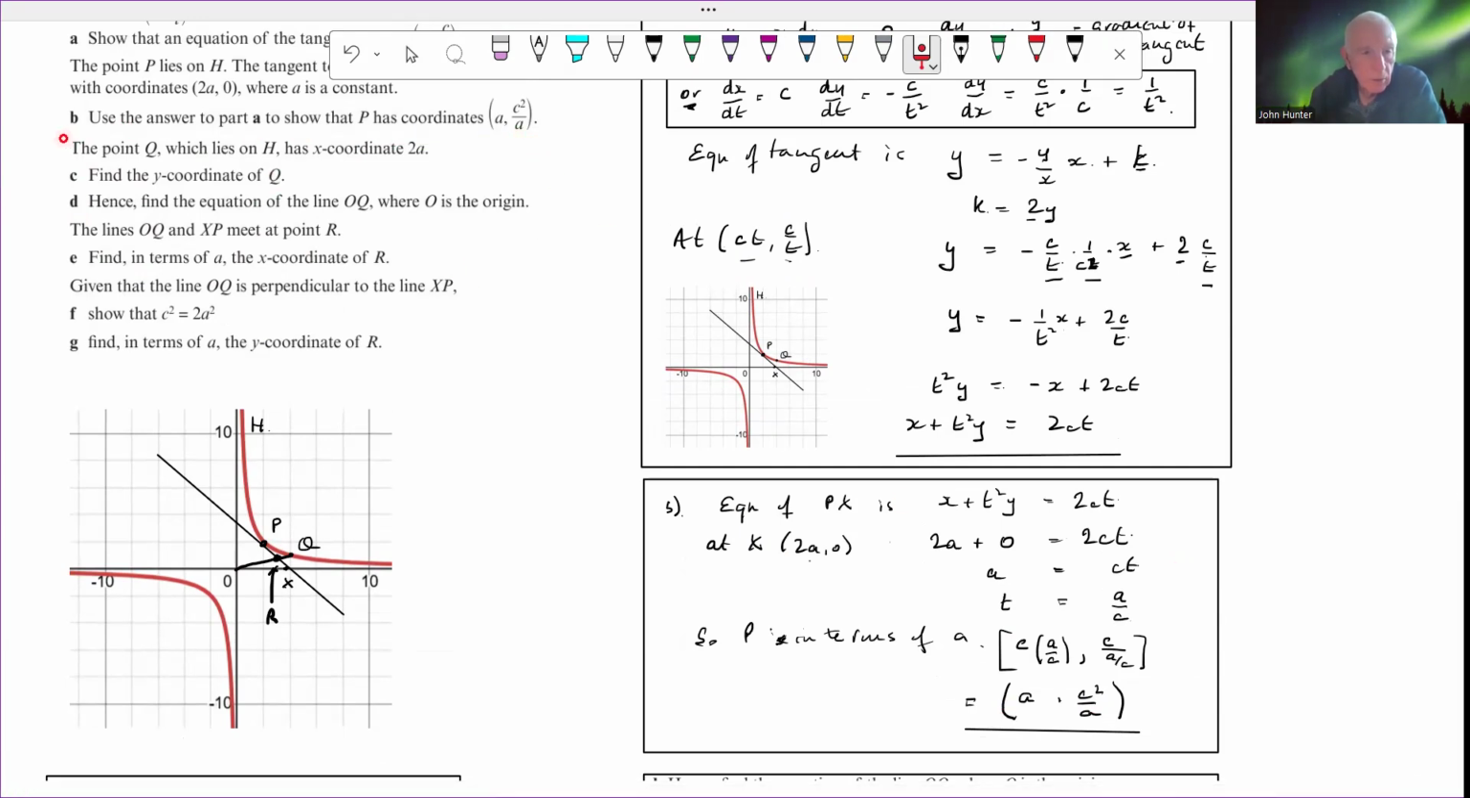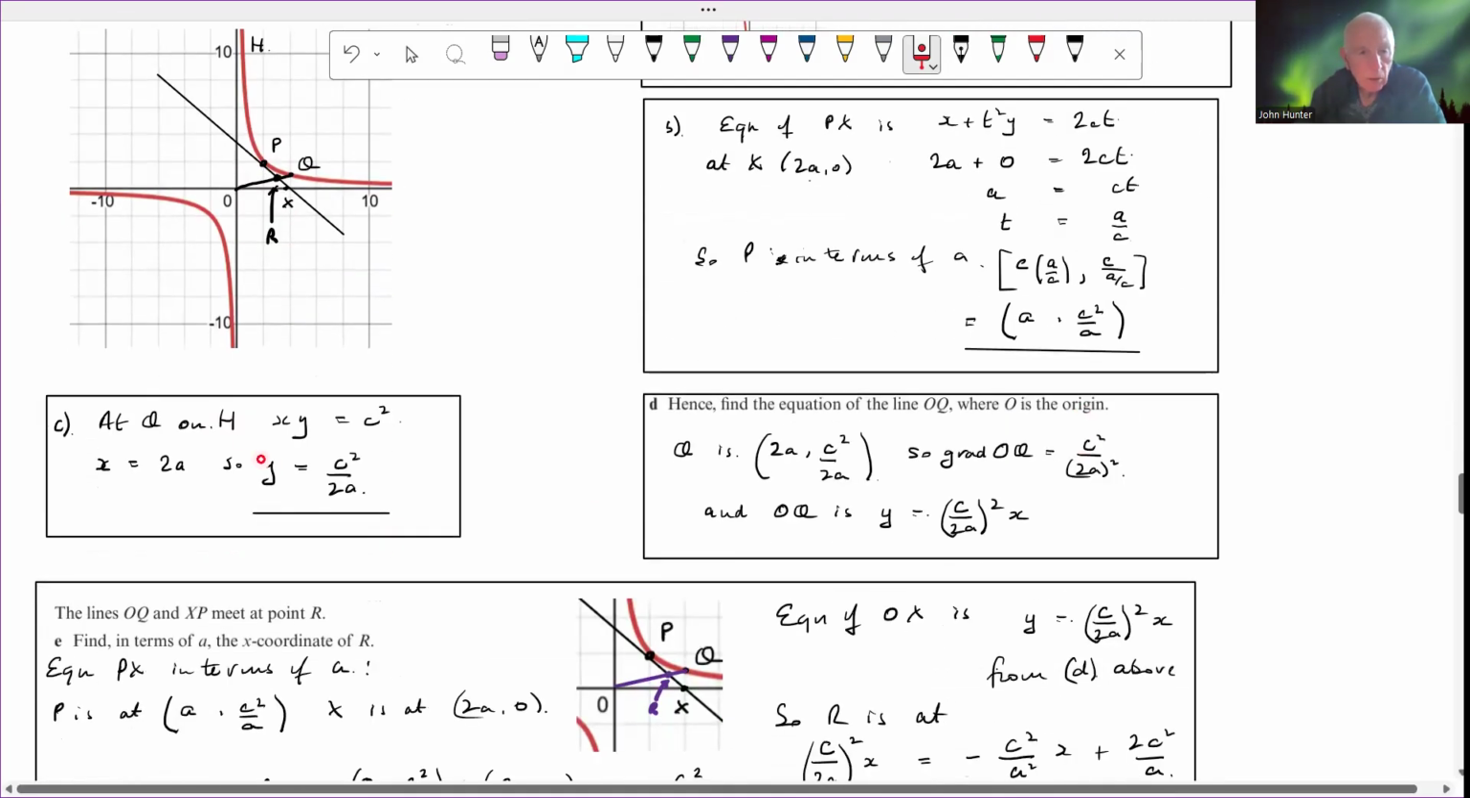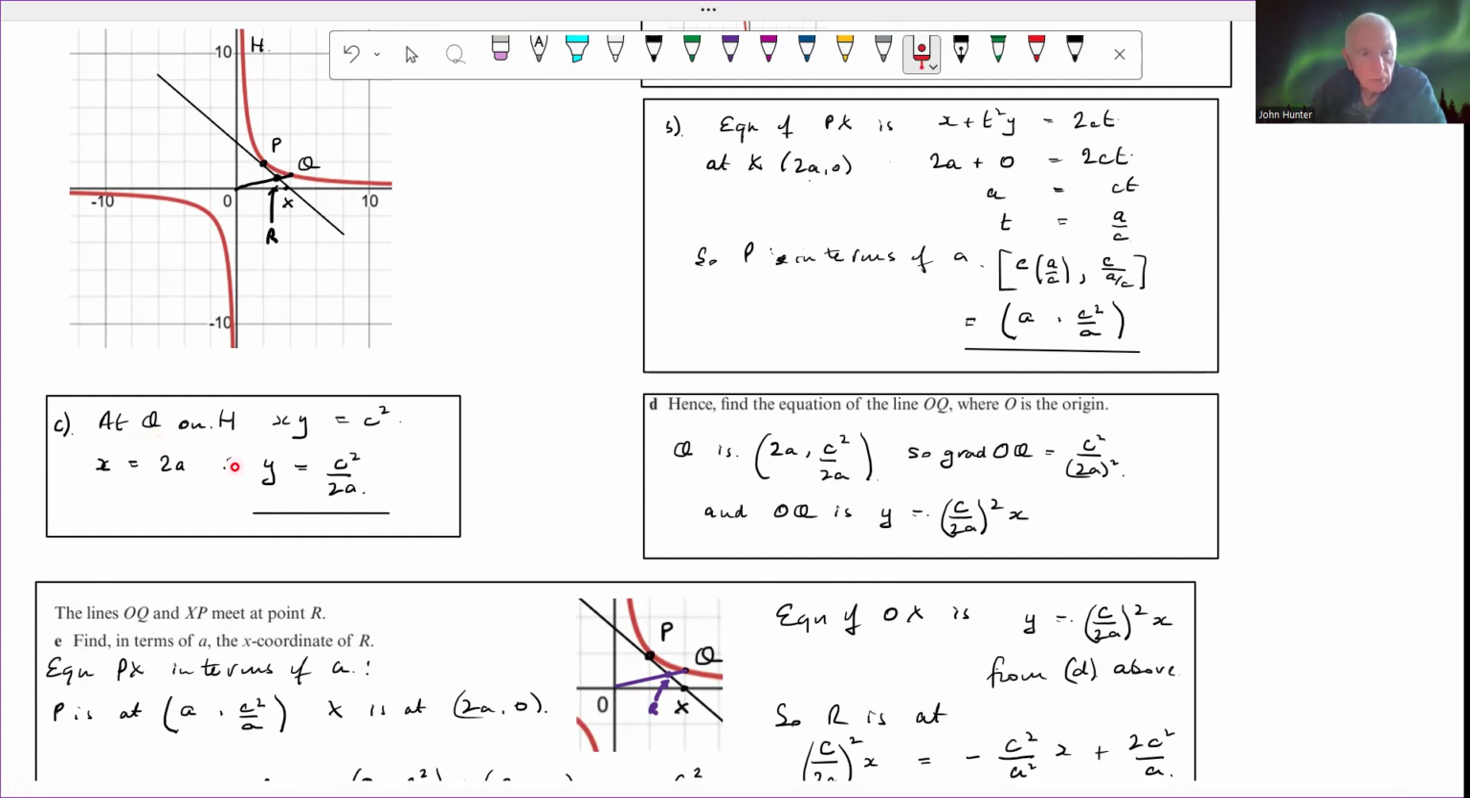Right, then we go on to part C: the point Q, which lies on H, has x coordinate 2a. So that's vertically above X, as it were. Find the y coordinate of Q. That's probably the easiest bit. All we need to do is substitute into the equation of the curve the value for x, which is 2a, and that's going to give us y equals c squared over 2a. So we know the x and y coordinates now of that point Q.